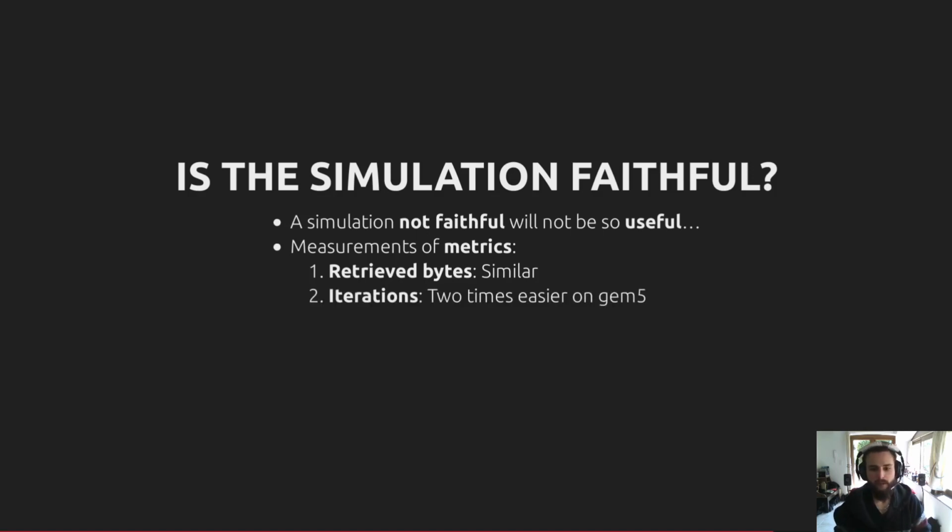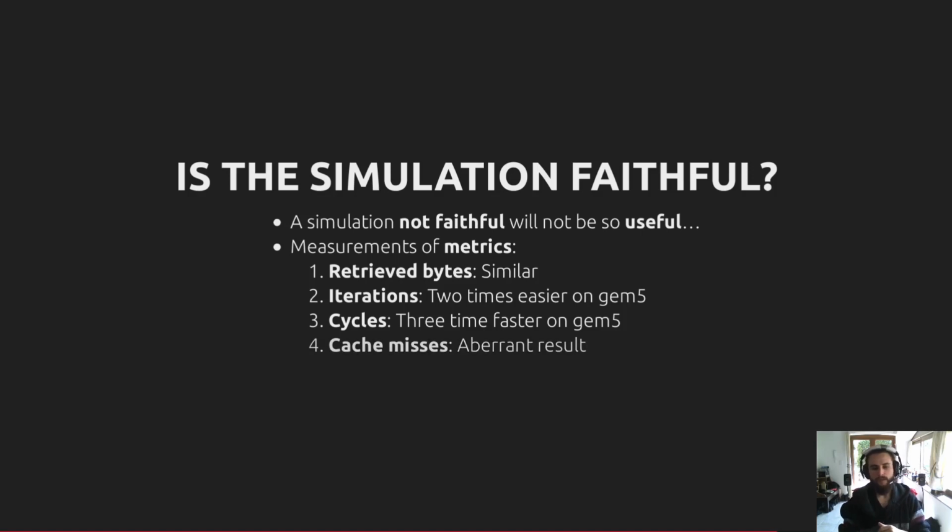We also measured the number of iterations, which can represent the difficulty of the Spectre attack to retrieve the given number of bytes, and it was 2 times easier on the gem5 system. Same for the number of cycles, which represents the time taken for the attack. It was 3 times faster on the gem5 system. So all of this means that the gem5 system has less noise than the real system, but it's the same order of magnitude. For the cache misses, we had an aberrant result, surely because our code had a problem on this metric, so we can't say anything about that currently.